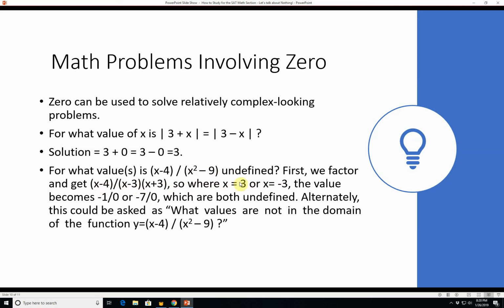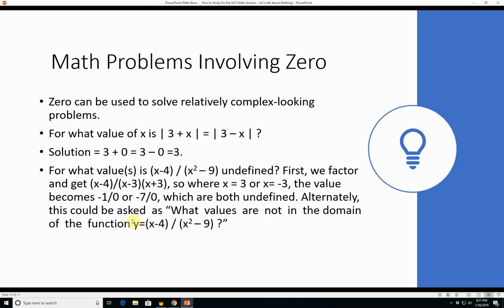3 minus 3 is 0. Negative 3 plus 3 is 0. And so then if we plug in 3, we get 3 minus 4, which becomes negative 1. And then since this becomes 0, you end up with negative 1 over 0. Or if x is equal to negative 3, then you end up with negative 3 minus 4, which is negative 7. And then negative 3 plus 3 is 0, so it's negative 7 over 0. And both of those are undefined.